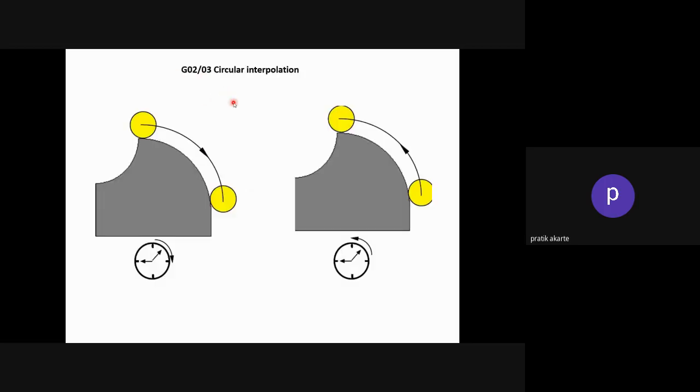Then G02 and G03 are used for circular interpolation. G02 is circular interpolation when the tool is moving along an arc in the clockwise direction. From this point to this point, if the cutter is moving clockwise, then we use the circular interpolation code G02. When it is moving in the counterclockwise direction, we use the G03 code, which is circular interpolation counterclockwise.